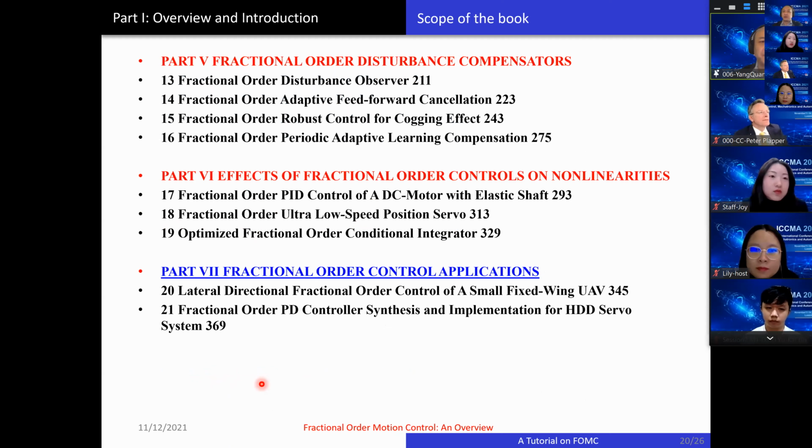Part 5 is regarding disturbance compensation, like a disturbance observer in the fractional order sense, why we need this, and how this can be further improved over the integer order case. And of course, we have AFC, called adaptive feed-forward cancellation of non-periodic disturbances. We did a fractional order modification to that, so we'll be able to tune the depth of the notch filter.